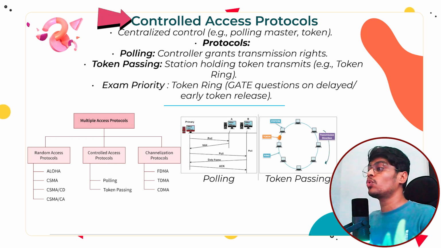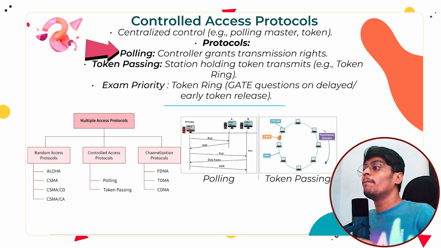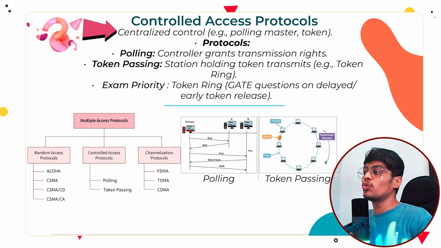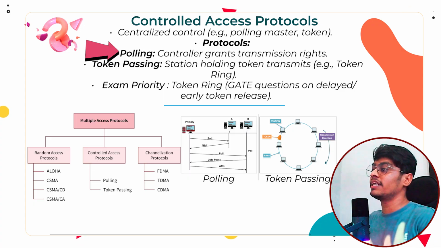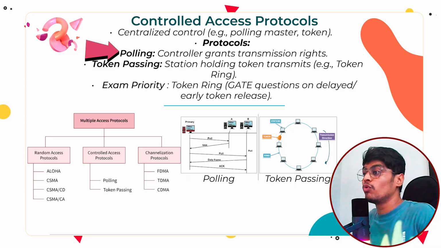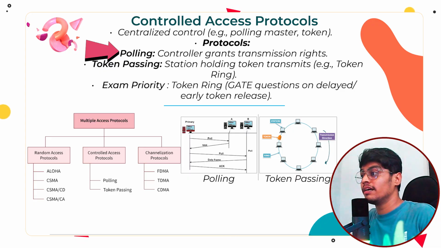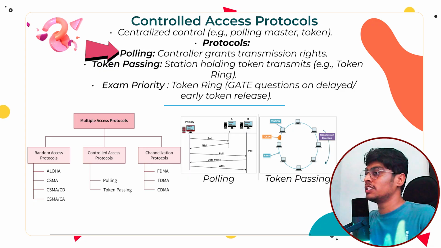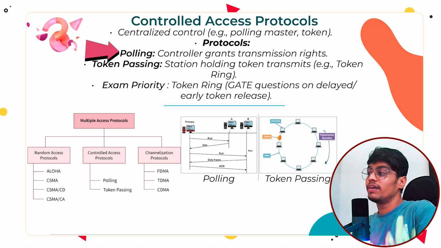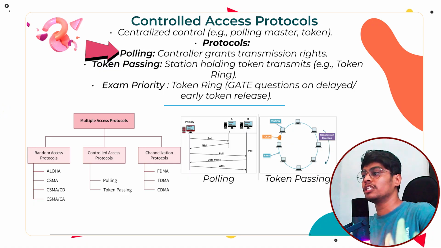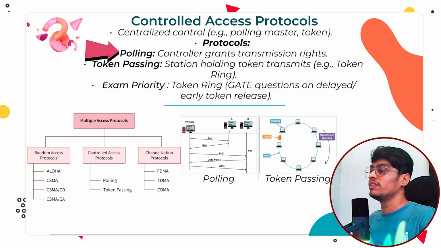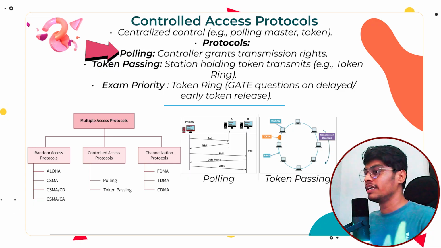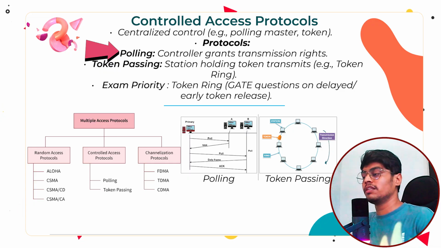Then we come to controlled access protocols, which include polling and token passing. Control means someone is controlling the access here. Polling is like conducting a poll. If there are four stations and all four want to transmit data, we take a poll before transmission. Polling means we decide whether A, B, C, or D will transmit first. The station that wins the polling process will transmit the data, while the others will not transmit at that time.